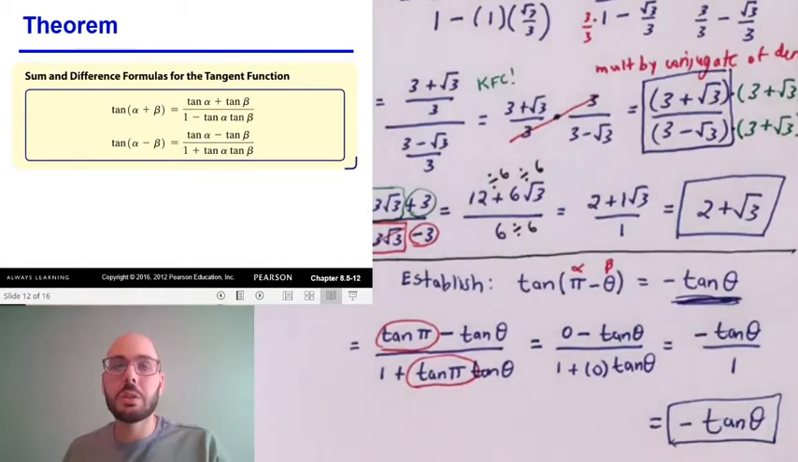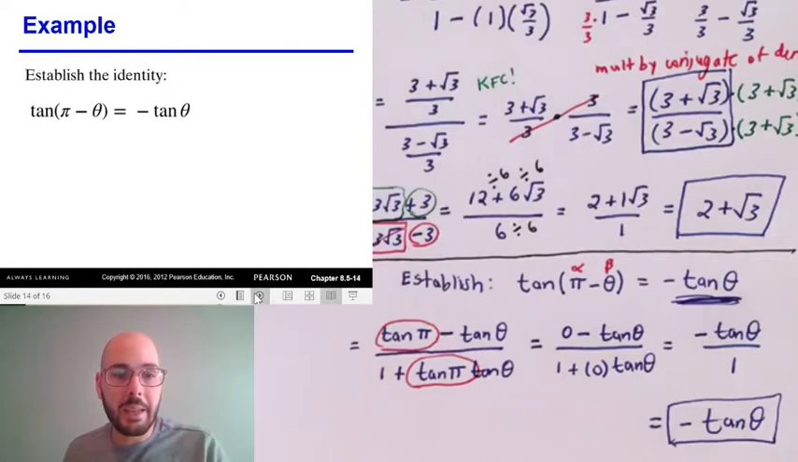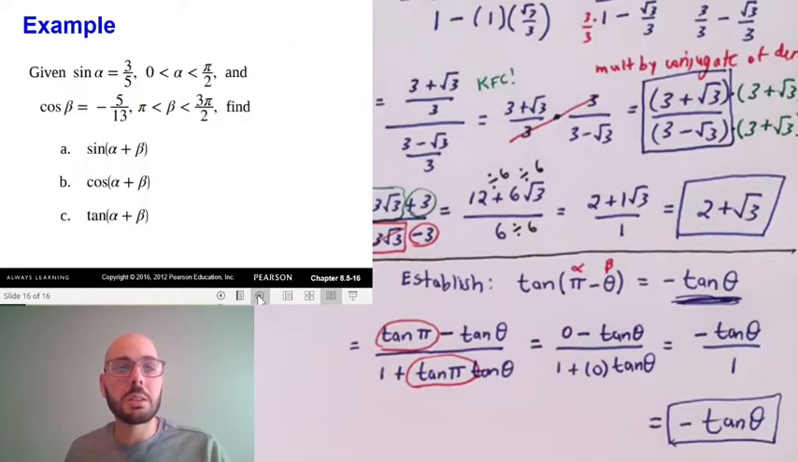So that's the way that you can use the sum and difference formulas for tangent to prove identities or establish identities. All right, we have one problem left, and it is a little bit lengthy, so if you feel like taking a break, you can pause and do that.